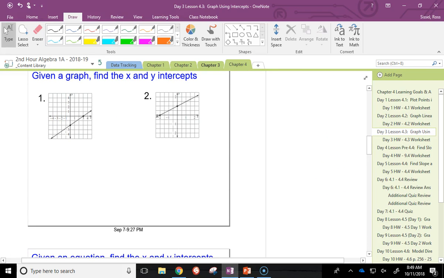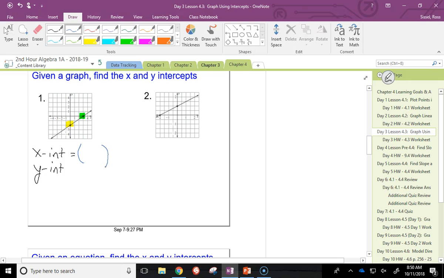Given the graph, find the x and y-intercept. So here's what I want you to do right now. I'm going to do number 1, and then I'm going to have you do number 2. I'm going to write out x-intercept, y-intercept. Okay? I'm going to say the x-intercept's where it crosses the x-axis. It's right here. The y-intercept is the y. So I have to write its coordinates down.